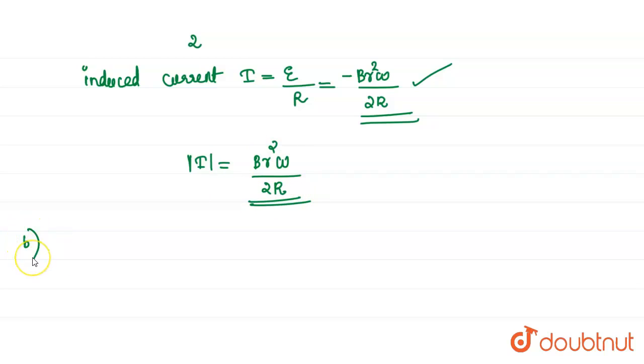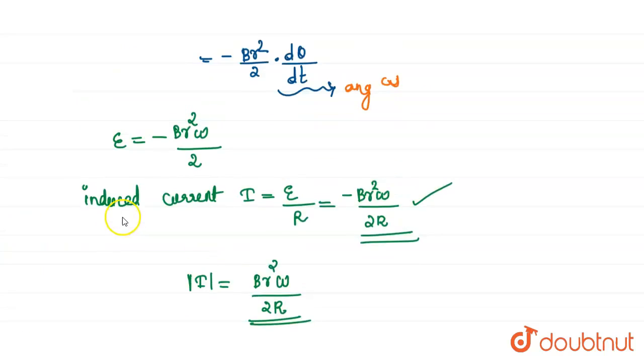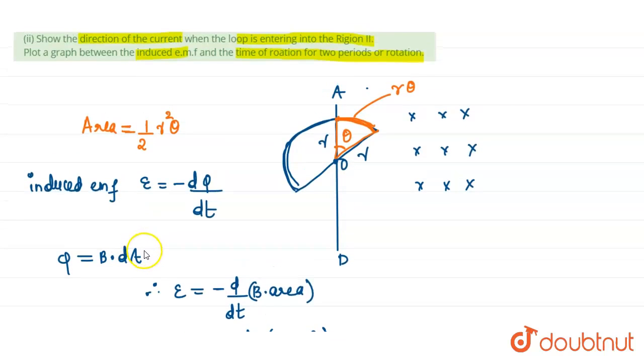What is the second question asked? To find the direction of the current in the loop when it enters into region 2. So this is region 1 and this is region 2. It is asked when the loop enters into region 2.